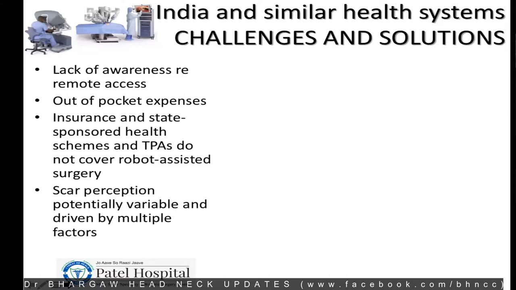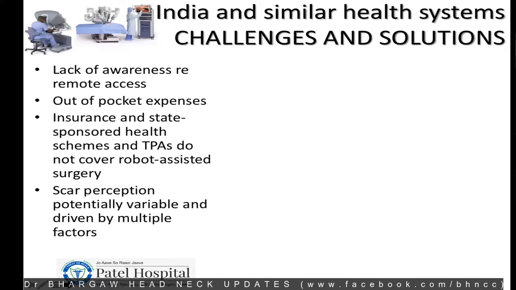And remember that remote access need not be robotic necessarily. It can be other techniques also. Out-of-pocket expenses are another challenge that we have to contend with. But as insurance cover rises in India, and as we can subsidize a little more, and we'll talk about how we've been subsidizing at our institution, it is something which has become more affordable over time.